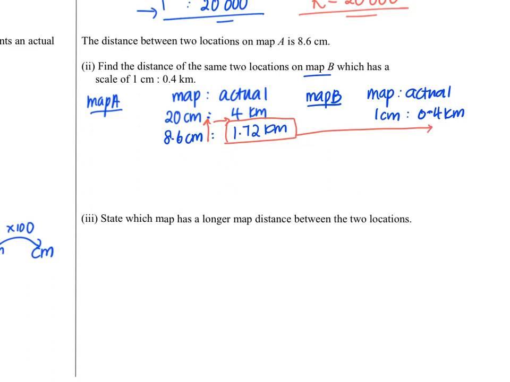So now I want to find 1.72 kilometers for my actual. And what is this distance represented on map B? So in this case, we shall get the answer 1.72 divided by 0.4 times 1. And that gives me the answer 4.3 cm.